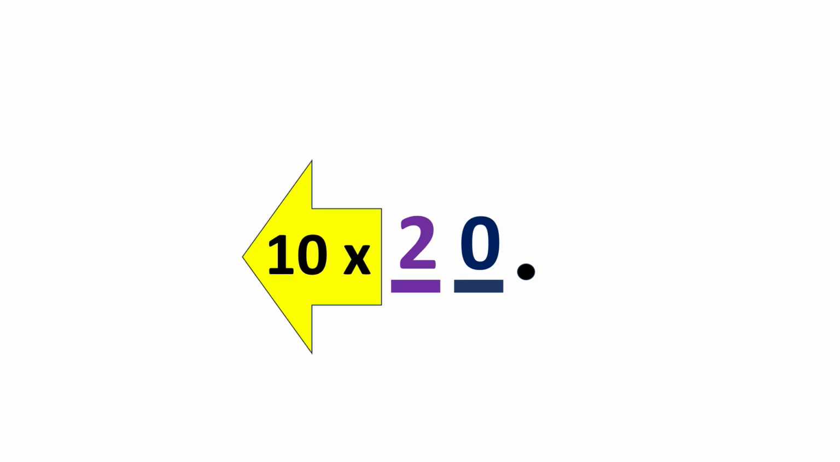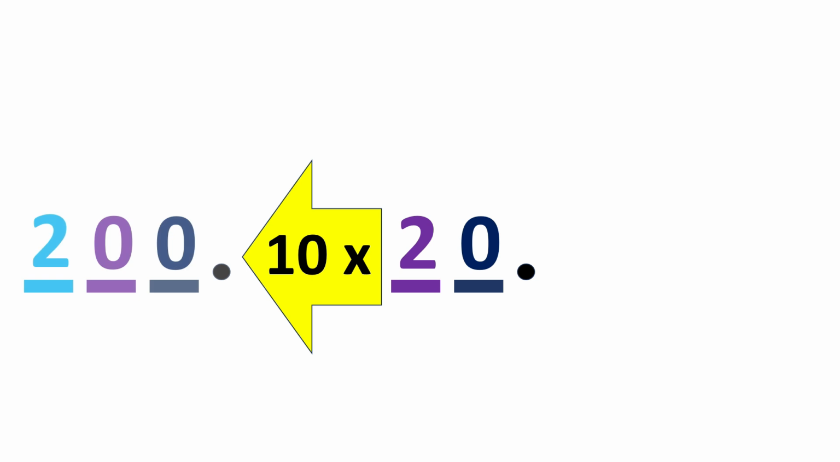As an example, here's the number 20. If we multiply 20 by 10, then the new number is 200. The digit 2 moves one place value to the left. The number's new value has gone up by 10 times.